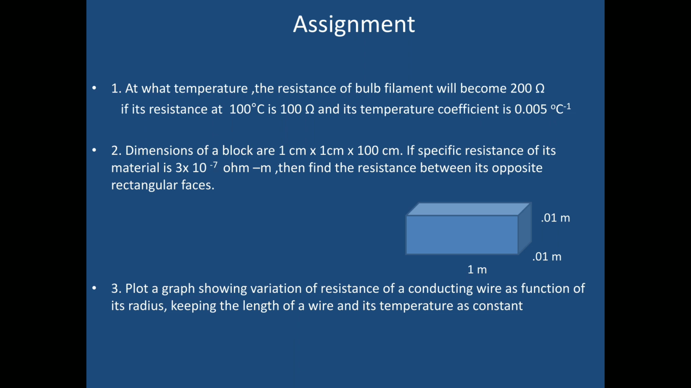Second question. Dimensions of the block are 1 centimeter by 1 centimeter by 100 centimeter. If the specific resistance of its material is 3 into 10 raised to power minus 7 ohm meter, then find the resistance between its opposite rectangular faces. So this can be done with the formula R is equal to rho L by A.